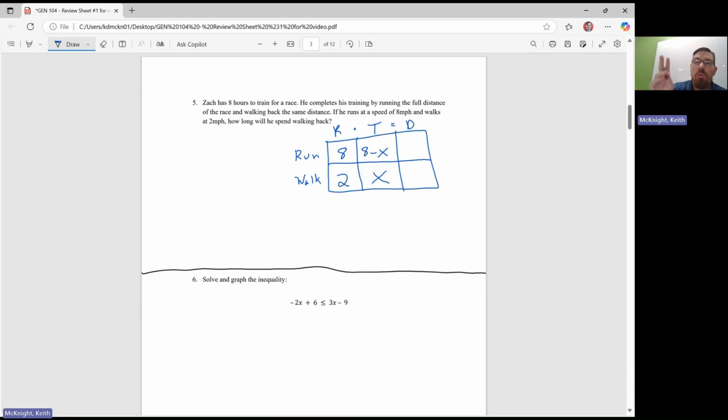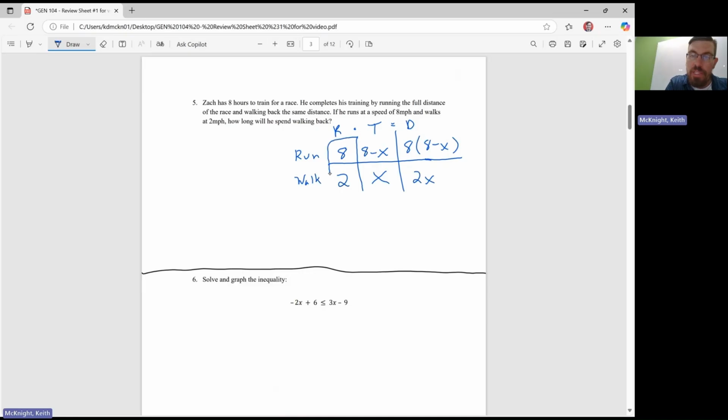Now, once we have that, we're ready to set up our distance box, because rate times time is equal to distance. So we know that if our run rate is 8 and our run time is 8 minus X, that means our distance for that one is going to be 8 times 8 minus X. Okay. Now, if our walk rate is 2 and our walk time is X, then our distance for the walk will be 2X.